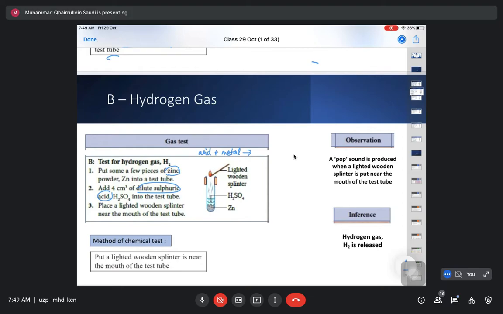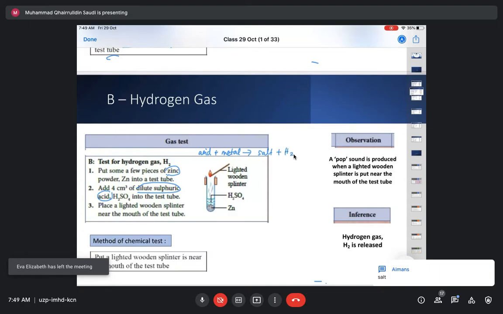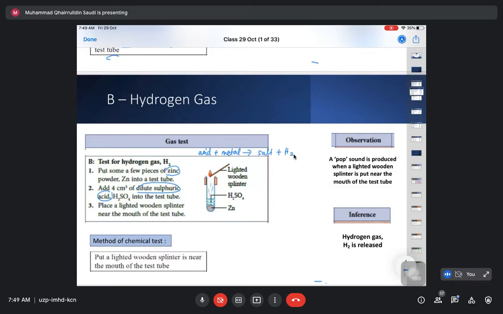Anyone? Hydrogen gas and salt. Yes, good. Soluble salt and hydrogen gas. So this is our theory. When we add zinc into dilute sulfuric acid, we will get salt and hydrogen gas. Hydrogen gas is also colorless. So we need to confirm that it is hydrogen gas. So what should we do?